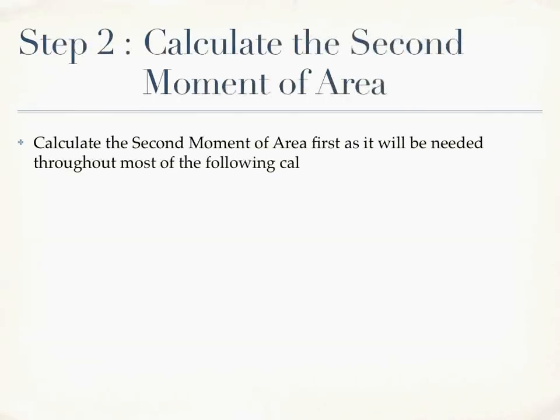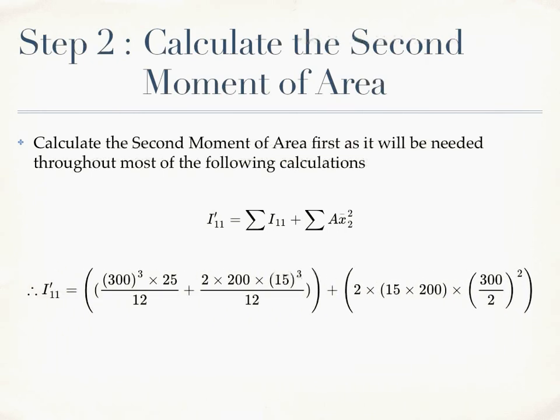Because we need the second moment of area in further calculation, we calculate the second moment first. We start off with calculating I11 dash equal to sum of the I11 plus sum of the area times the x2 bar square. And this is from the formula book. We plug in the data for figure 1. We find out that I11 dash equal 191.4 times 10 to the 6 millimeters to the fourth.